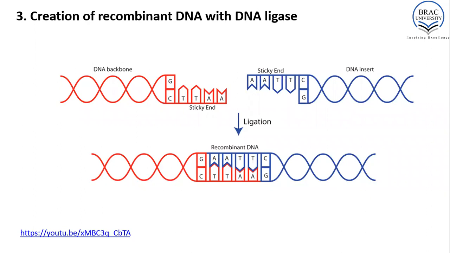In this step, both the vector and the DNA fragments are taken in a single tube and mixed with the DNA ligase, the enzyme that facilitates the ligation of the vector and DNA. We need to keep in mind that when we do the restriction digestions, we need to use the same restriction enzymes for both the vector and the DNA so that they can produce the same sticky ends and then join together.